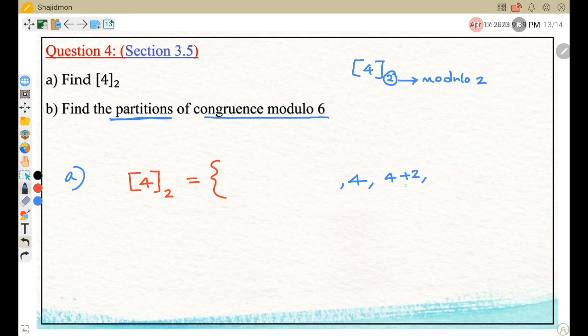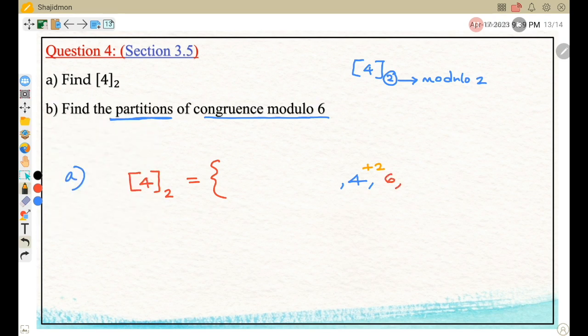Again, what we are doing is adding the modulo number: 4 plus 2, plus 2, plus 2, and like that it is continuing. So I can write the answer here. In the first step, 4 plus 2 means we are getting 6, the second number.